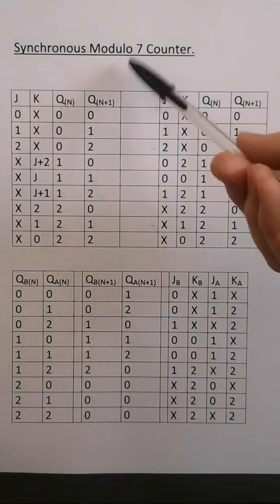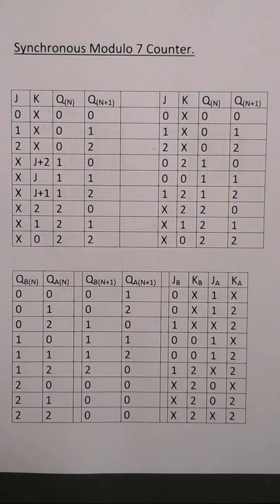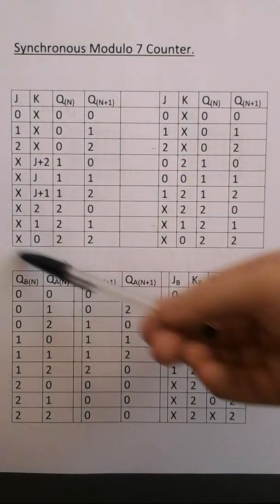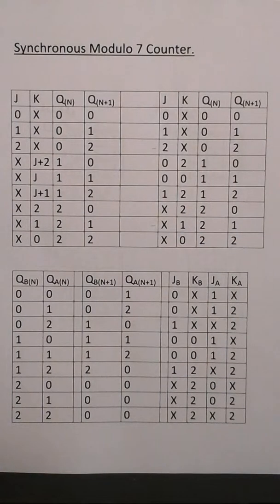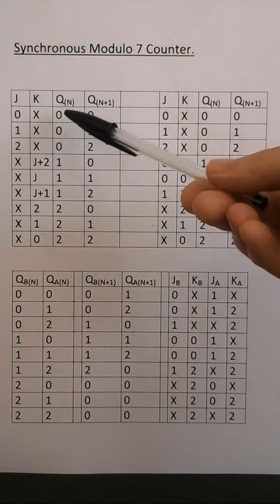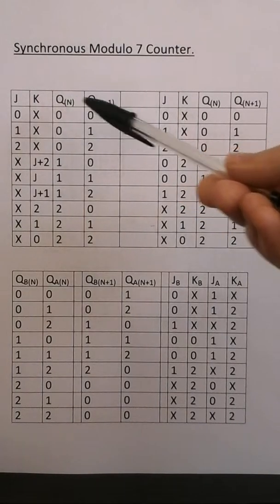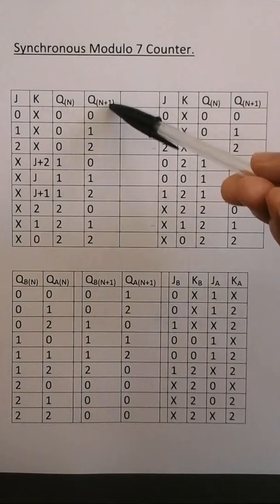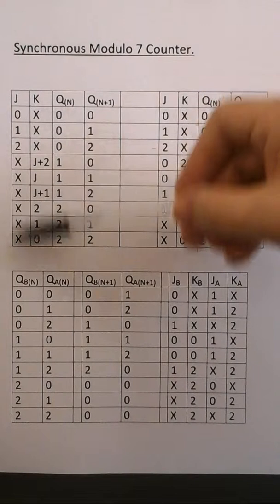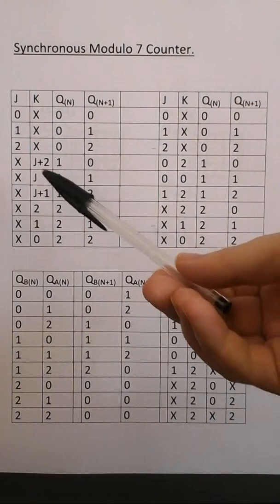Here we have a synchronous modulo 7 counter. I'm going to implement it using ternary JK flip-flops. So this is the excitation table for a JK flip-flop. QN is the present state and QN plus 1 is the next state.